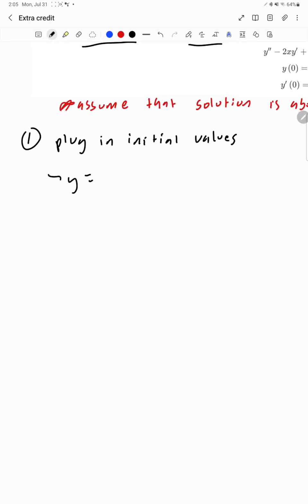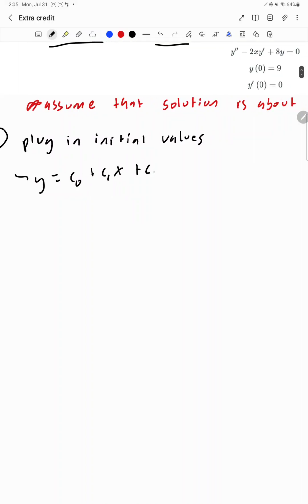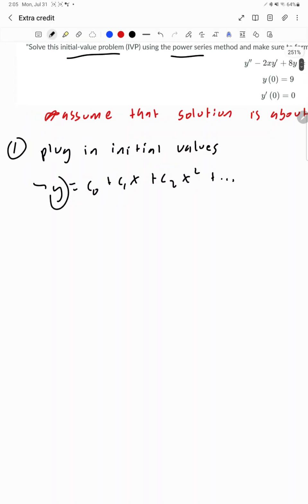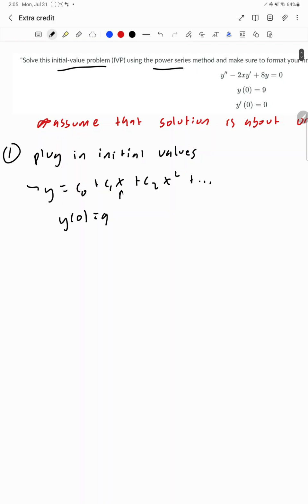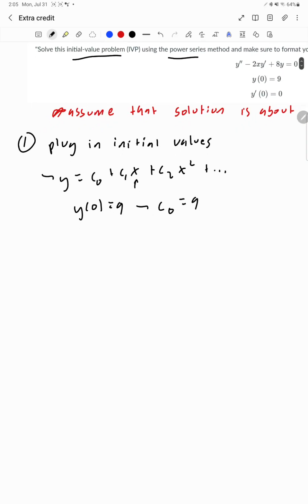So y equals C0 plus C1x plus C2x squared plus dot dot dot. So this is what we're trying to find in the end. We're trying to find y. So in the end, when we find all the coefficients using the power series method, we're going to plug them back into y. So we're given that y of 0 equals 9. And when you plug in 0 for all the x's, they all cancel out. So you get C0 equals 9.